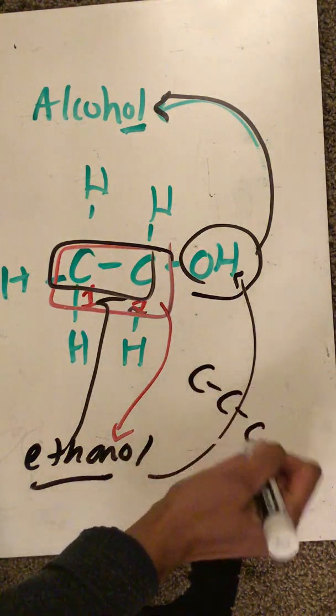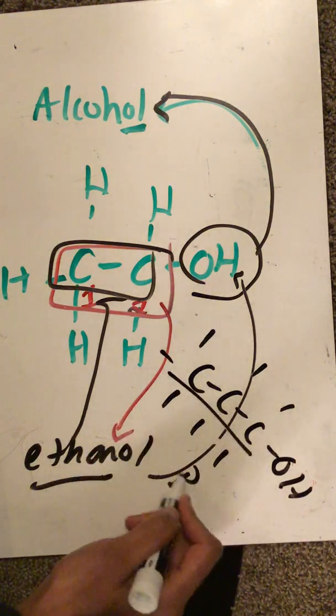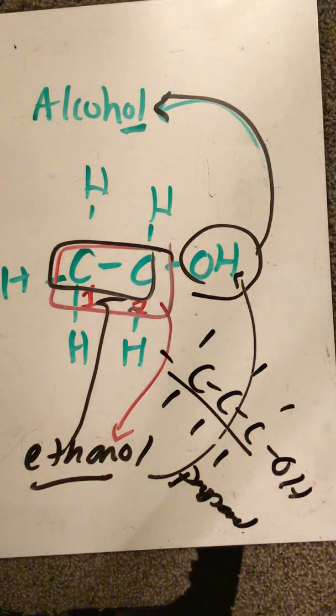If I gave you this, C-C-C-OH, what would be the name of that? Hey, guess what? 3 carbons means it's propanol. And I'm done naming alcohols.